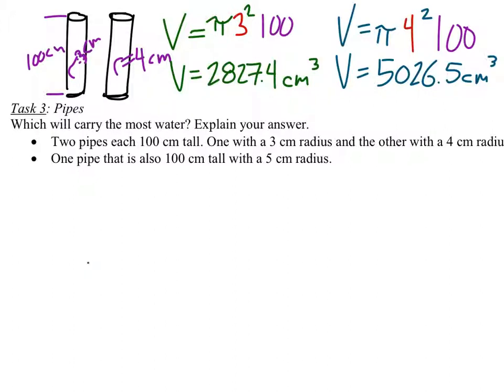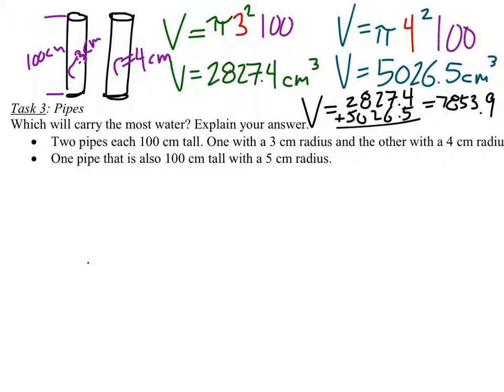Alright, next up, let's go and add these together to find the total volume of the 2 pipes. Alright, so we got 9,135... 7853.9 centimeters cubed. Alright, now we got to find the volume of that 1 pipe.